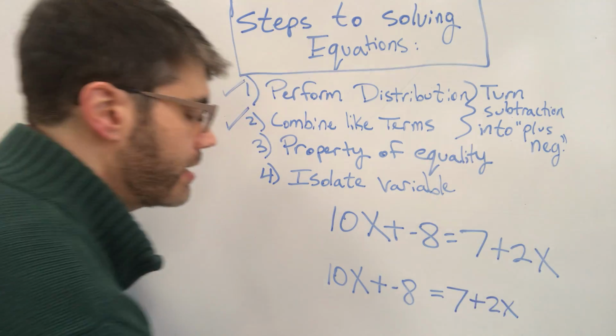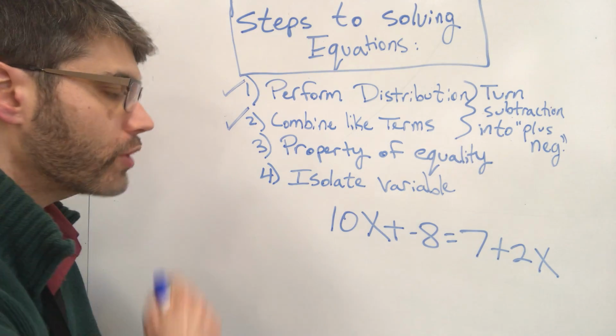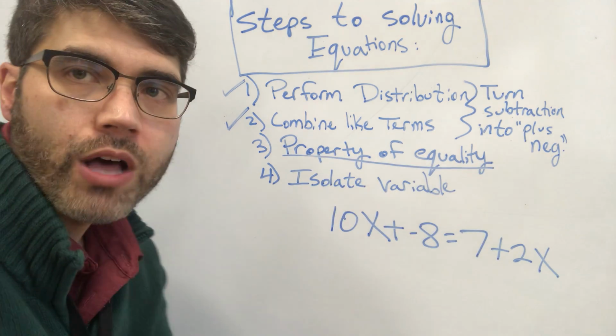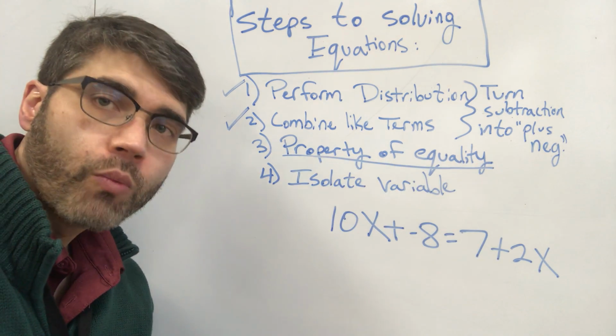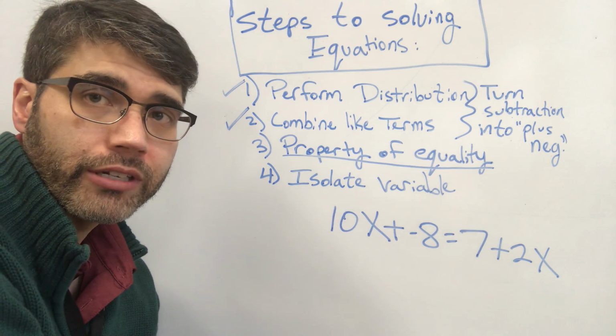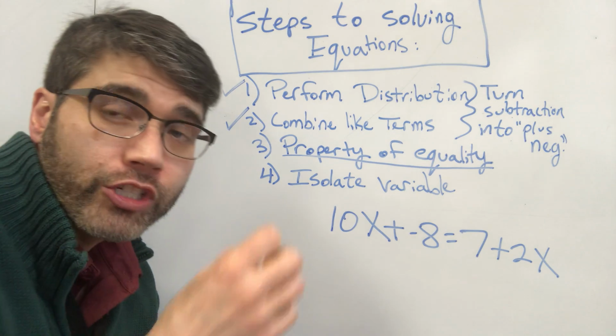Okay. Now, the property of equality, this is a vocabulary term. Property of equality means whatever you do to one side of the equation, you have to do to the other side of the equation. And what does that mean by doing something?